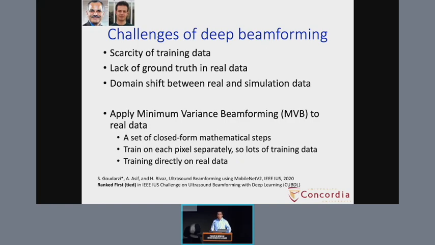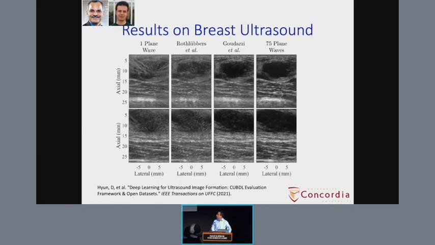And our method, which was developed by my PhD student, Gudarzi, worked quite well. When he sent his code to the challenge, our method ranked first in terms of image quality. So here is one example that's shown in the summary paper of the challenge that was published.